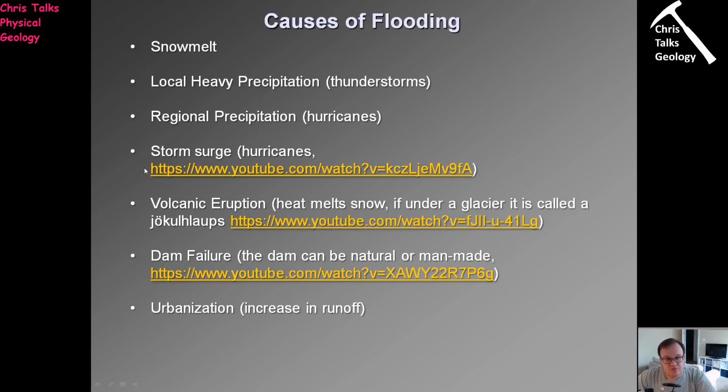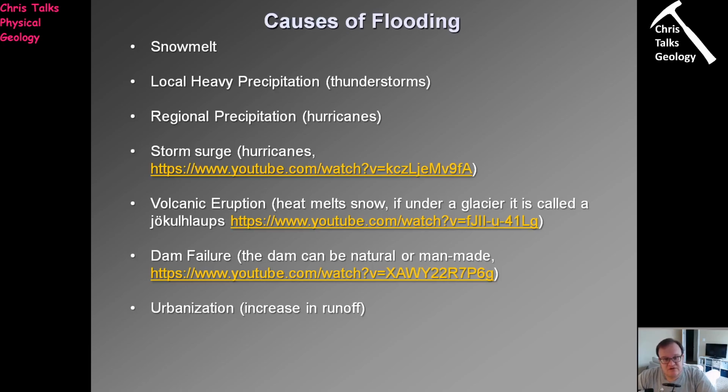We also have storm surges. Now that's kind of a slightly opposite situation. It occurs in a hurricane, but a storm surge is when you have wind pushing seawater onto the land. So in that situation you have seawater being pushed up rivers. But once again, because you're forcing that water up the river, you're increasing the amount of water in the river, therefore you're increasing the discharge, and so that's going to lead to a flood.